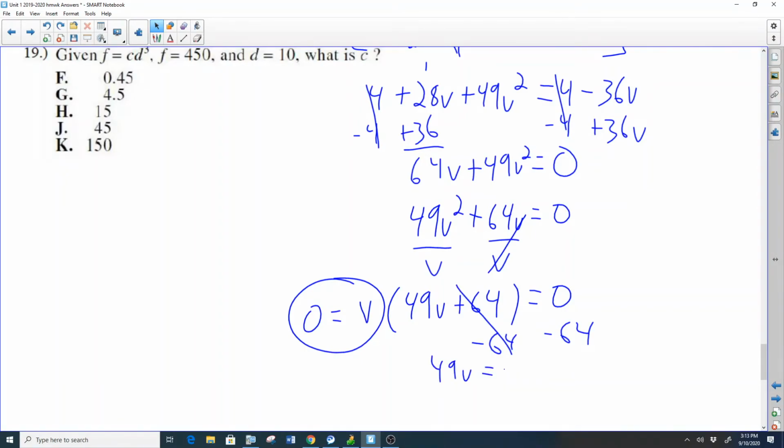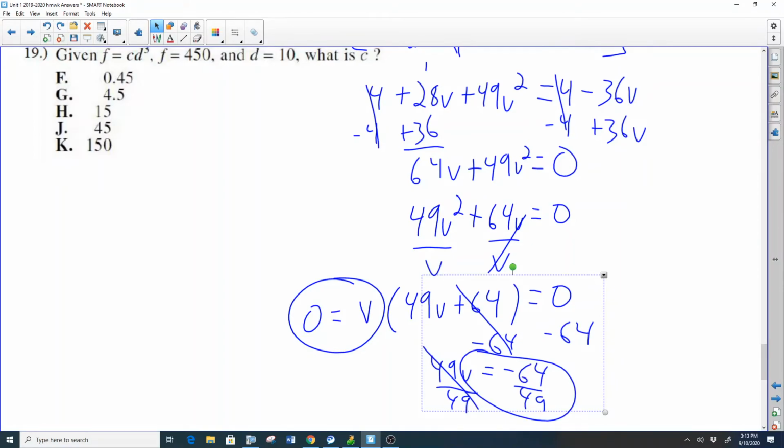I think I remember this answer in the homework. This is ridiculous. Divide by 49, divide by 49. So it will be v equals negative 64 49ths. And 0. Holy cow, that was redonkulous. So you said v equals negative 64 over 49 and 0?